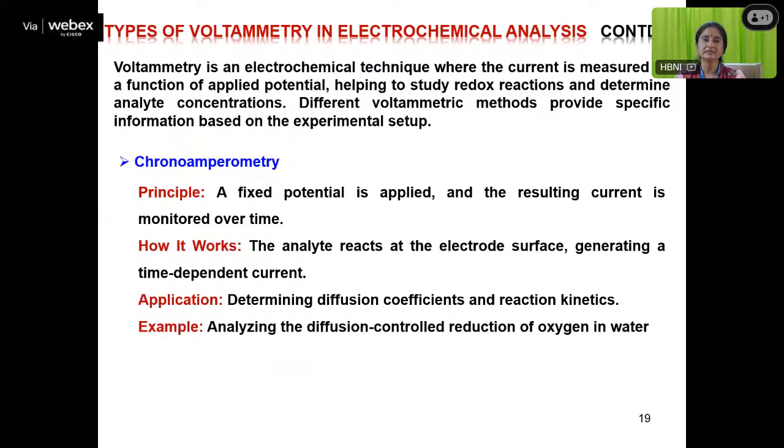Chronoamperometry. As the name suggests, here a fixed potential is applied and the resulting current is monitored over time. Chrono means chronological order with time, amperometry means current. The analyte reacts at the electrode surface, generating a time-dependent current, and this can be applied to determination of diffusion coefficient and reaction kinetics, analyzing the diffusion control, reduction of oxygen in water. So these are the examples.